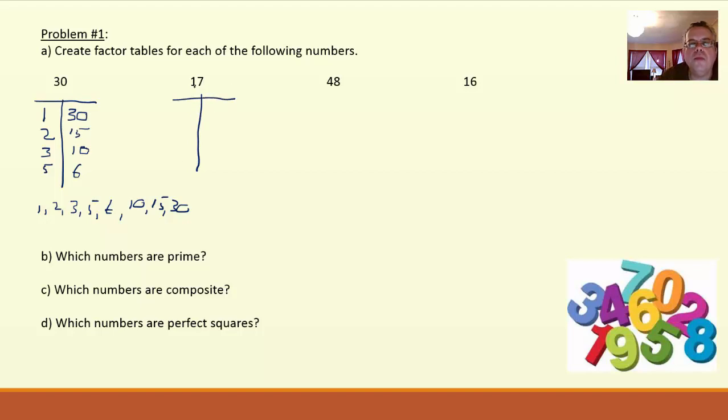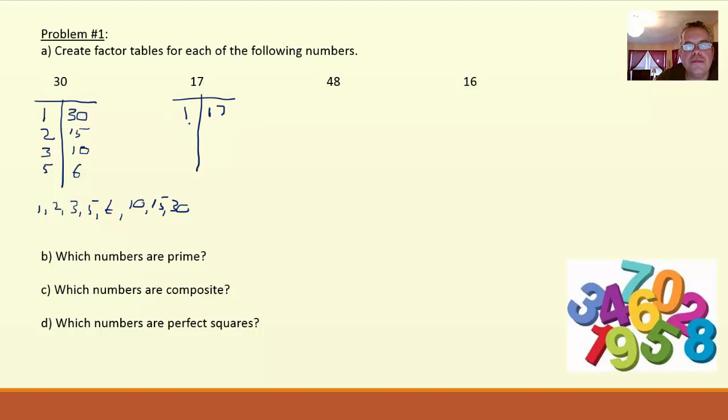Okay, 1 goes into 17. 17 divided by 1 is 17. 17 divided by 2 is 8.5. 17 divided by 3 doesn't work. 17 divided by 4 doesn't work. 17 divided by 5 doesn't work. In fact, nothing else works. This is it for the factors of 17.